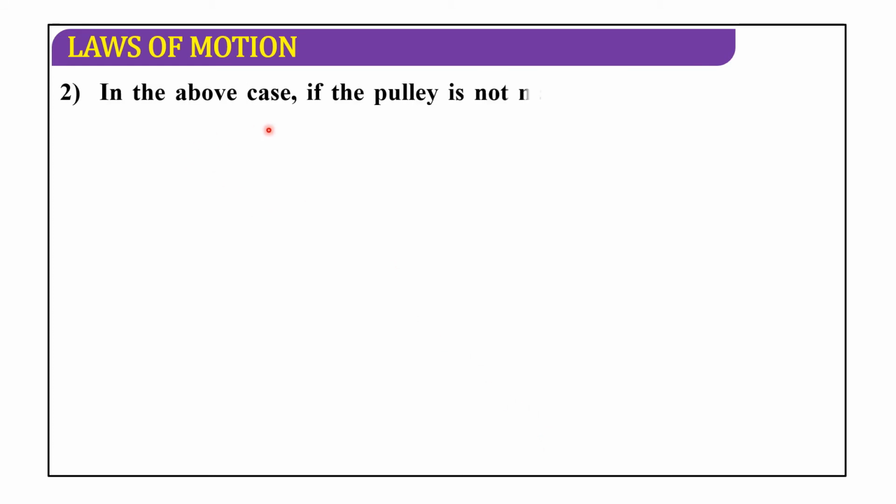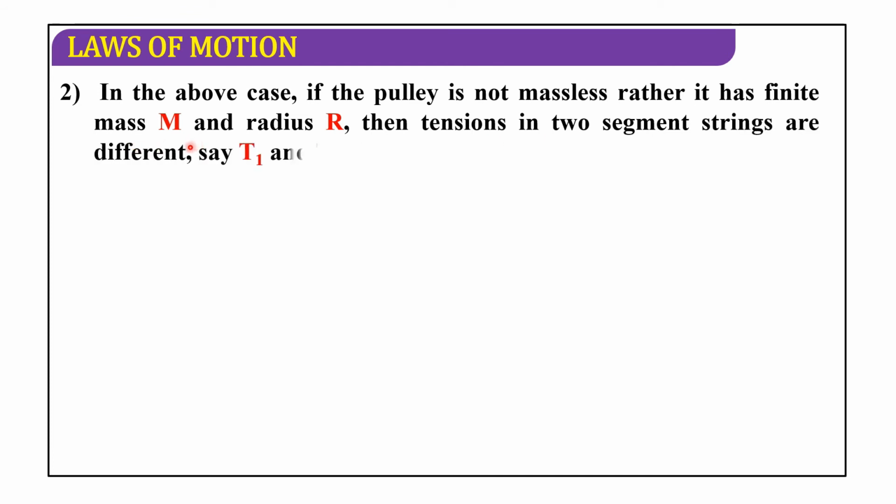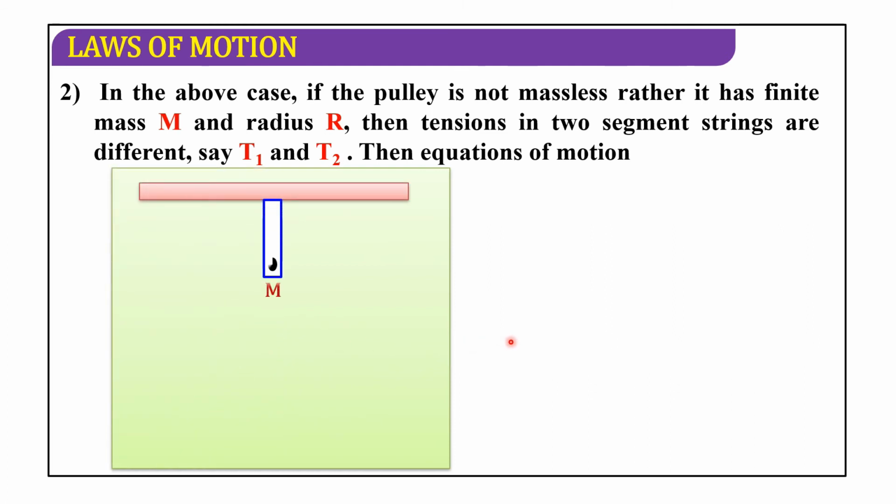In the above case, if the pulley is not massless, rather it has finite mass m and radius r, then the tension in the two segments of string is different, say T1 and T2. So here we are taking the pulley as not massless, rather it has a finite mass and radius r.